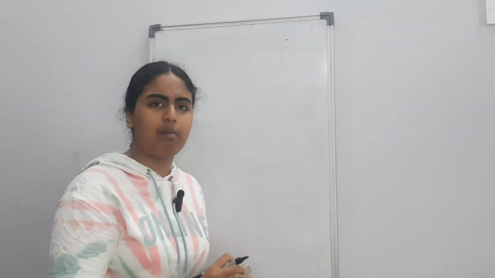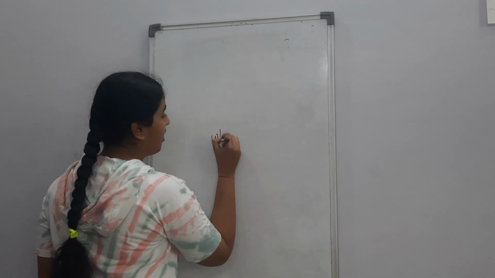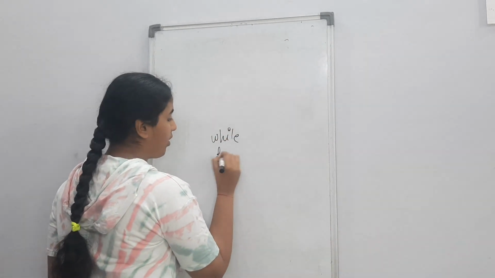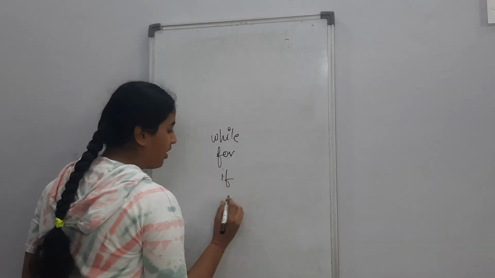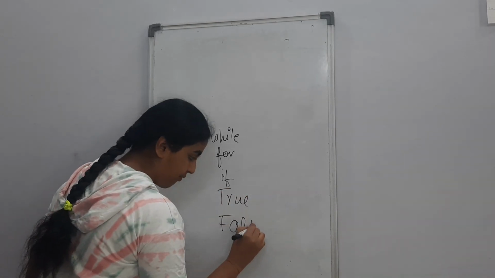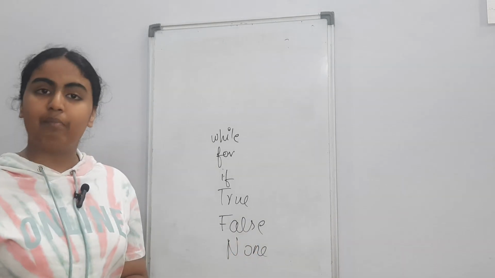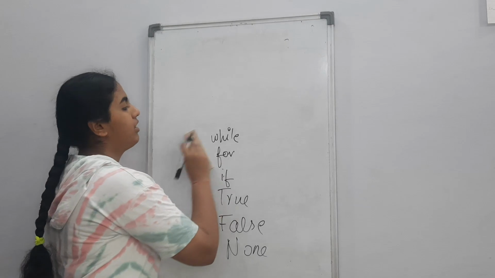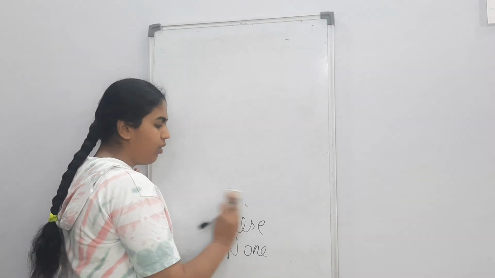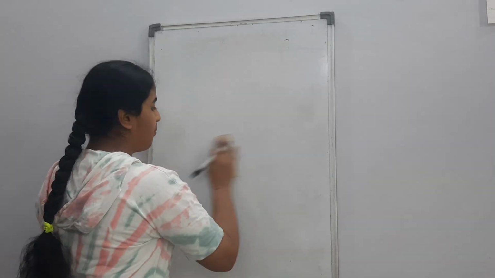There are a lot of examples of keywords. For example, let's say there is while, there is for, there is if, there is True, there is False, there is None. These are some examples of keywords, and at the end of the video, I will put a picture of what the keywords in Python are, and you can note them down.